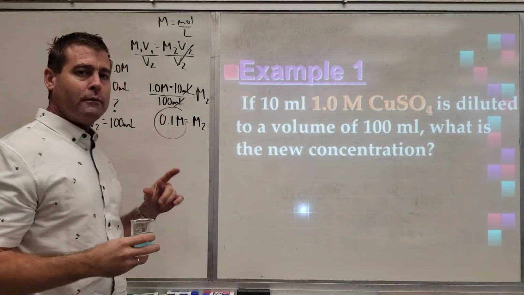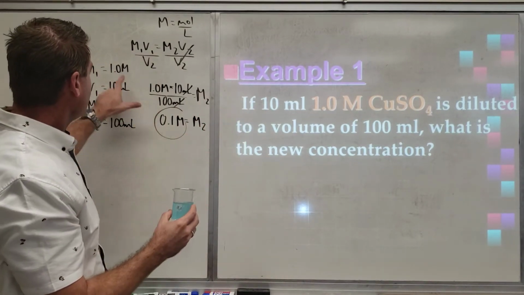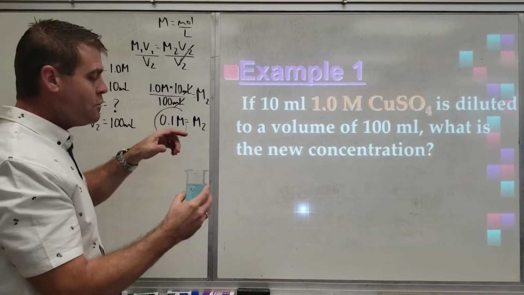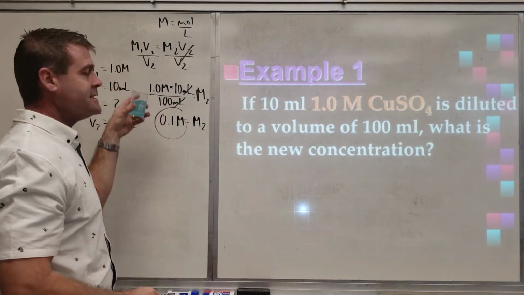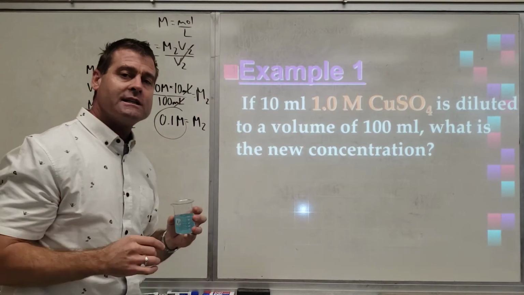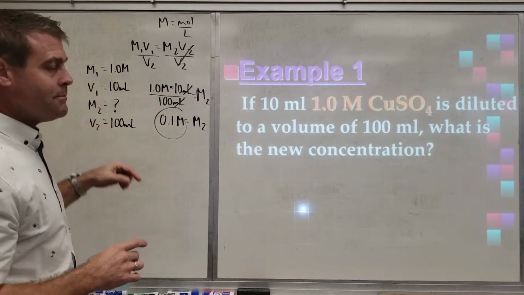You guys see why this should make sense? What's 0.1? 0.1 means 1/10. What we're seeing is this is 1/10, and what was the original concentration? 1 molar. We're saying my new concentration is 1/10 as concentrated as the original concentration, and that should not be surprising. Why not? Because what did we do to the volume? Didn't we increase it by a factor of 10?